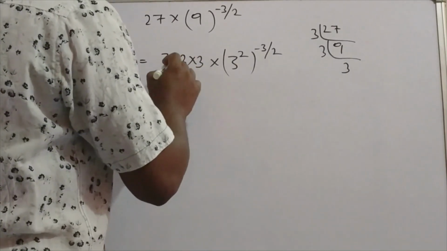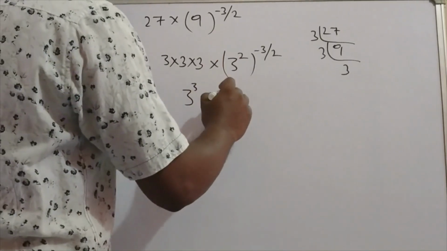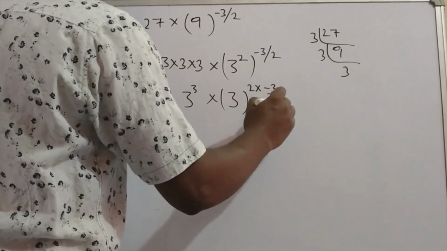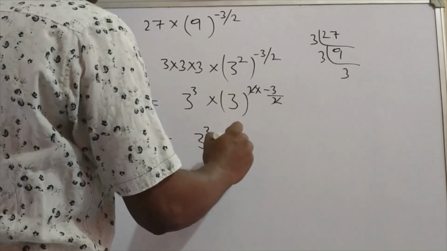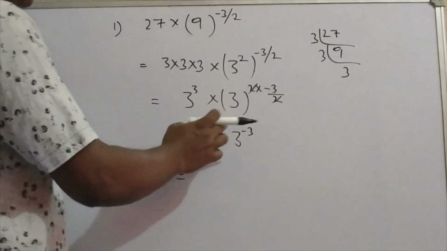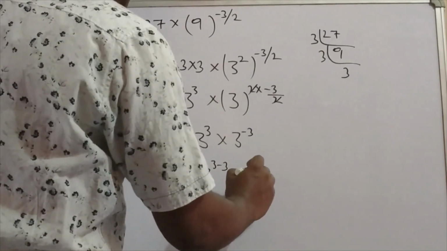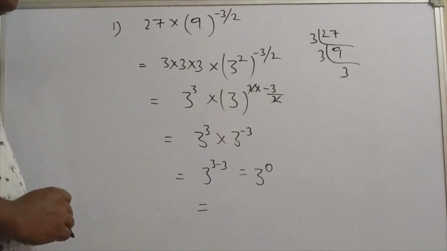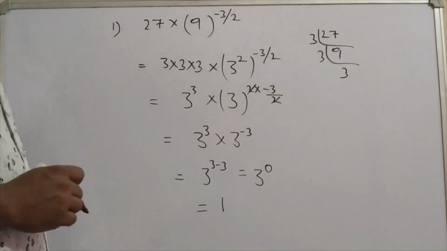So 3 threes are there, so in power form we can write 3 to the power 3 into 3 to the power 2 into minus 3 by 2. The 2s cancel. So 3 to the power 3 into 3 to the power minus 3. Now I have told you in the formula, if it is multiplied, the powers should be added. So 3 to the power 3 minus 3. 3 minus 3 is 0, so 3 to the power 0. If the power is 0, as I told you in the formula, it becomes 1. So the answer is 1. Understood?